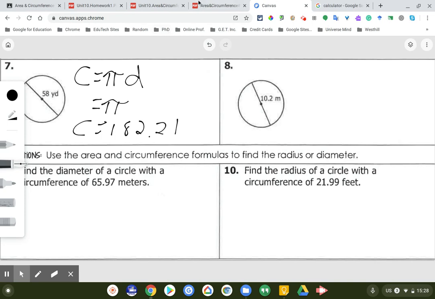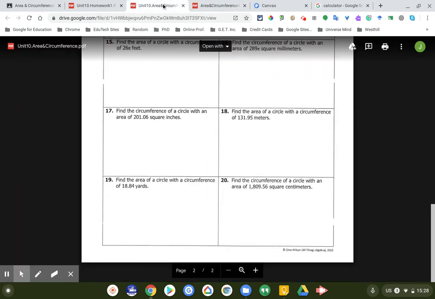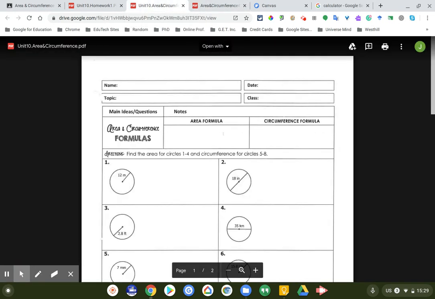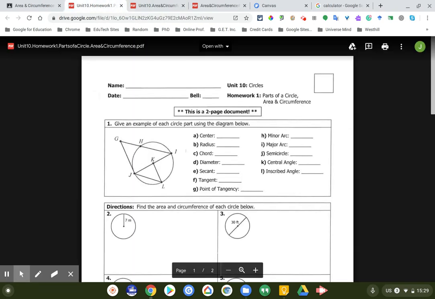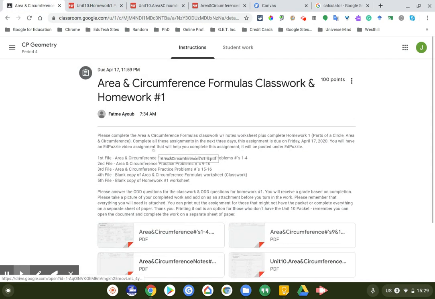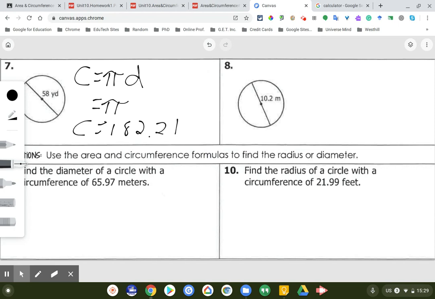Now for number nine, I think, where did seven and eight go? I don't know where seven and eight is. Okay, that's fine. I'm not going to do eight because we're just doing the odds.